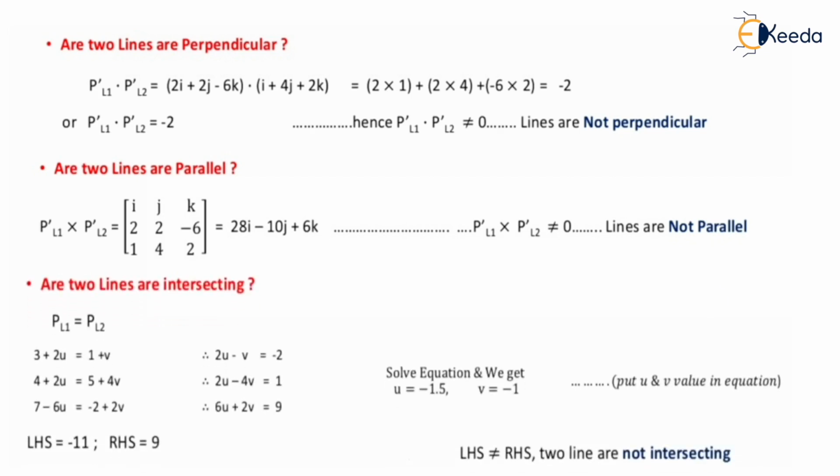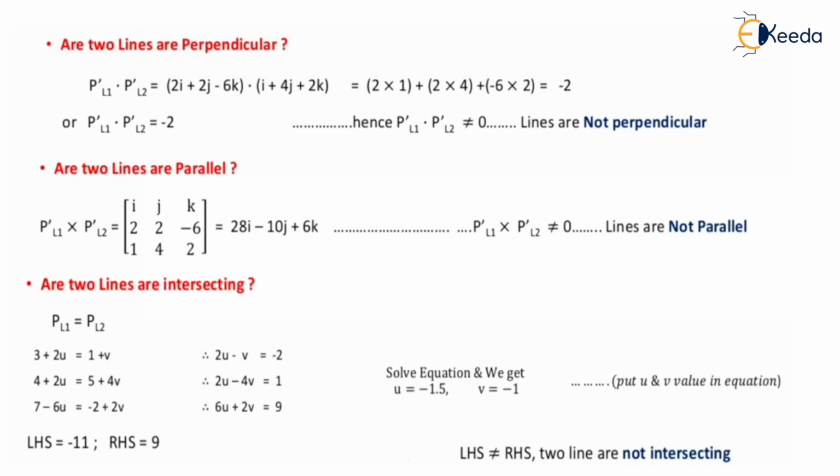Are these two lines intersecting? We have to check pl1 is equal to pl2. So 3 plus 2u is equal to 1 plus v. 4 plus 2u is equal to 5 plus 4v. 7 minus 6u is equal to minus 2 plus 2v. We have to check, that is 2u minus v is equal to minus 2. 2u minus 4v is equal to 1. 6u plus 2v is equal to 9.